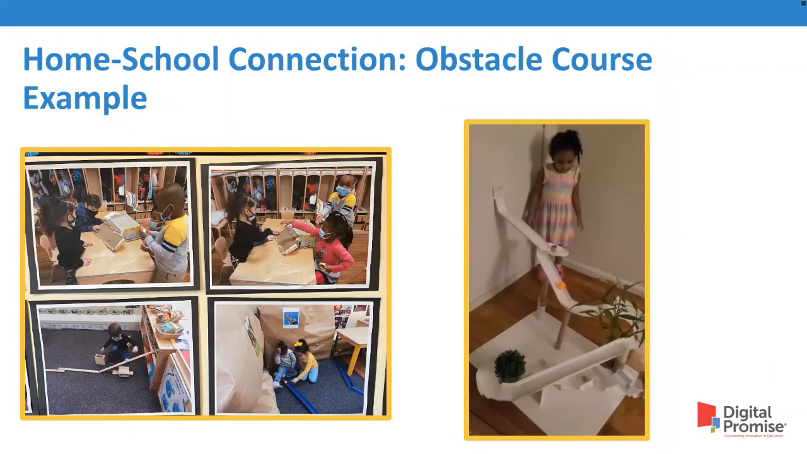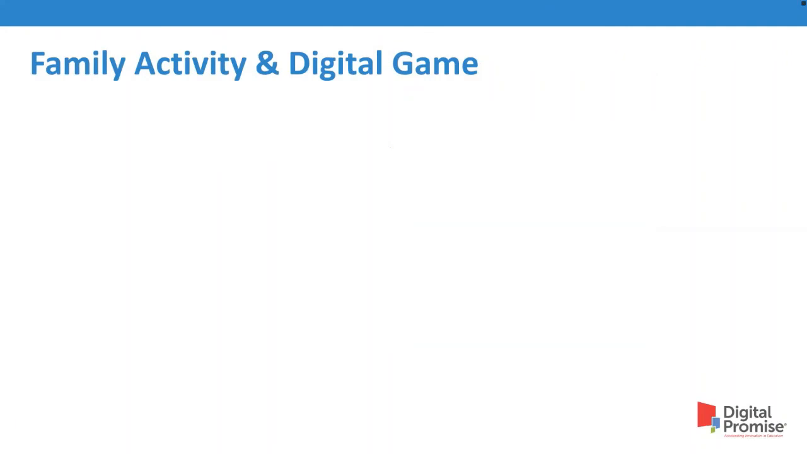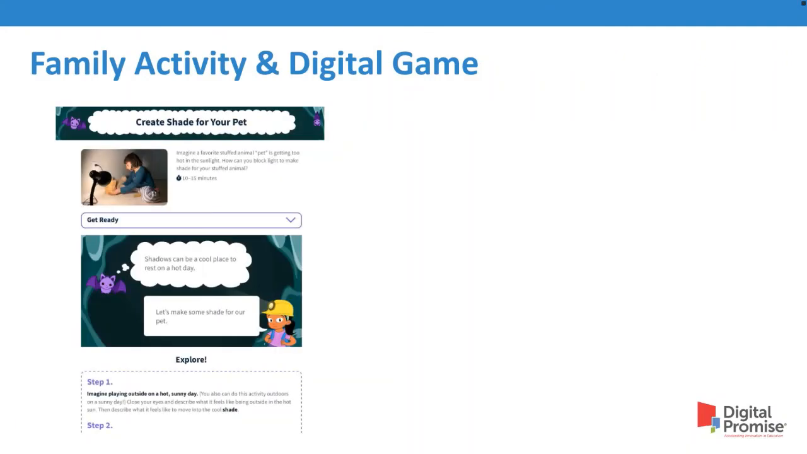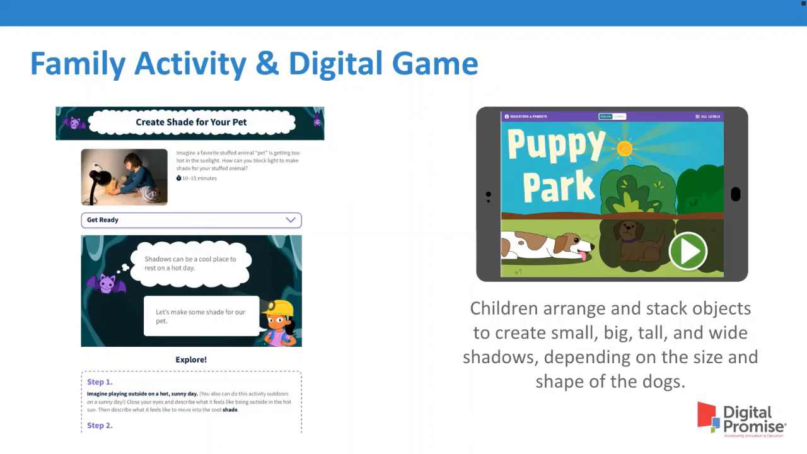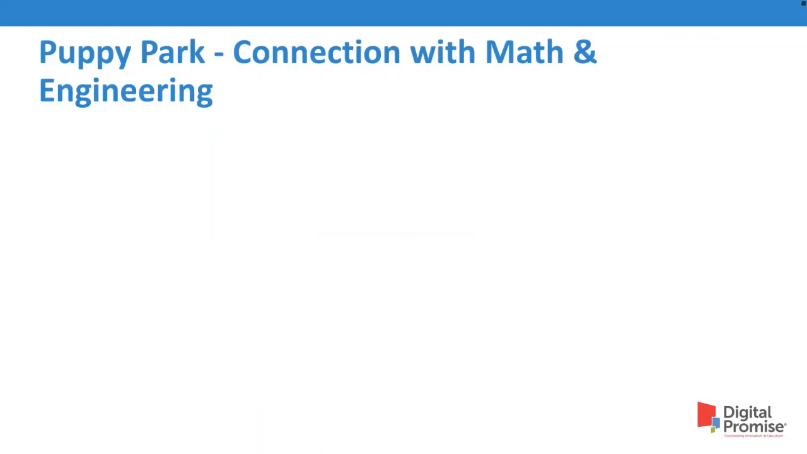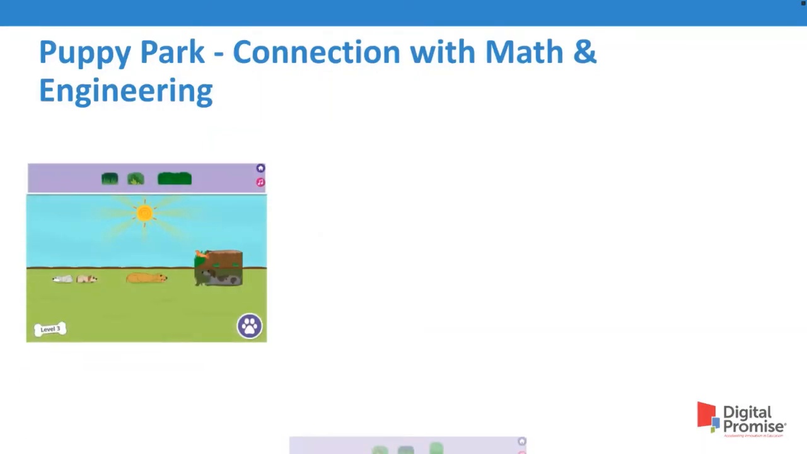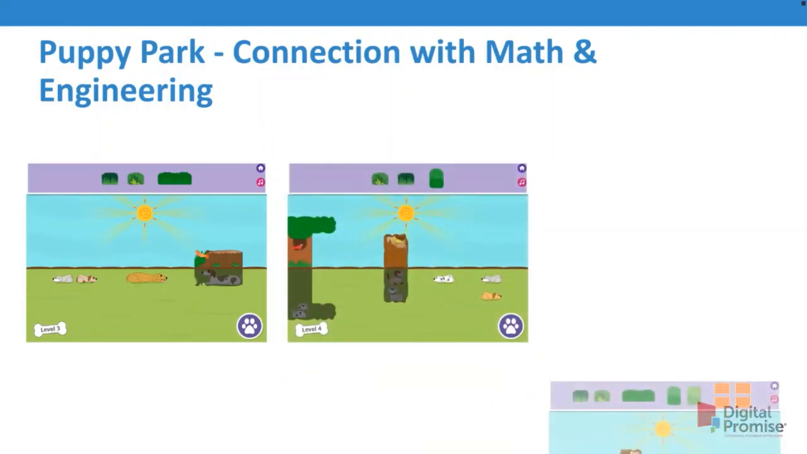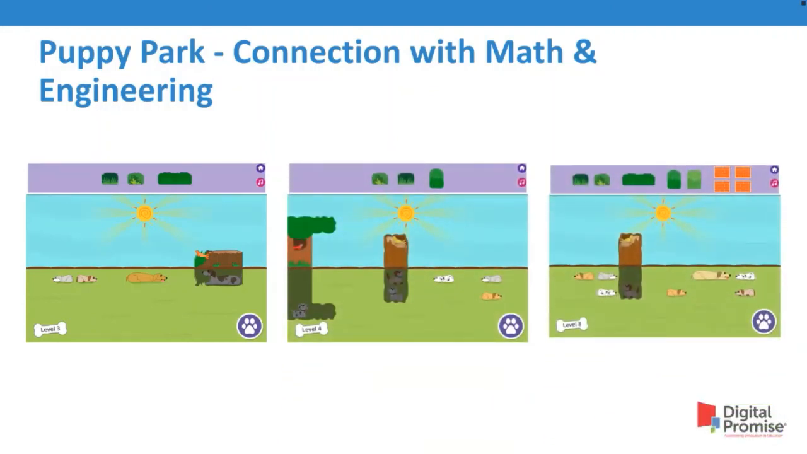In one shadows activity, families build a structure that creates shade for their stuffed animal pet. In a related digital game, children explore creating shadows to provide shade for the dogs to help them stay cool in the hot, sunny park. Across the different levels, children are introduced to bushes, bricks, and trees that they can arrange to create shadows for the dogs to help keep them cool. They create small, big, tall, and wide shadows depending on the size and shape of the dogs.